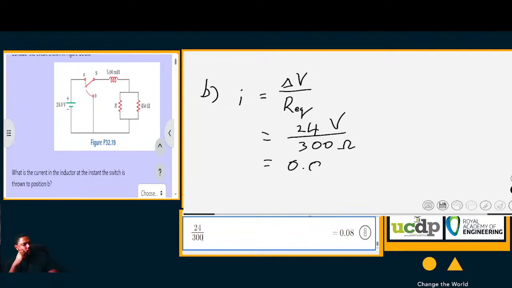So it's 0.08 amperes. Now here's the kicker, okay? Because I rounded earlier on, remember, when I calculated the equivalent resistance, when I divide it, it should not be 0.3 on the dot. It should be 0.33. Let me just show you.